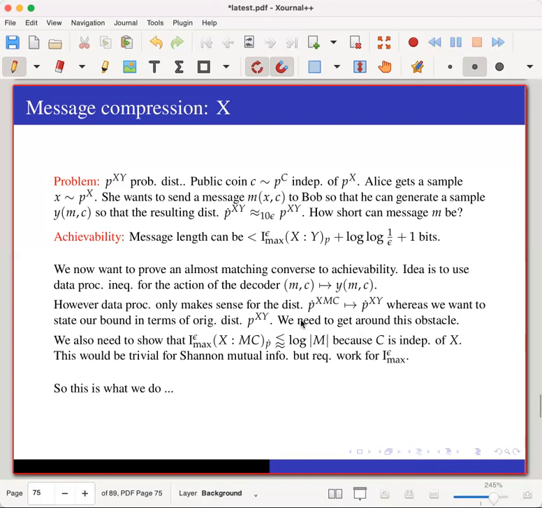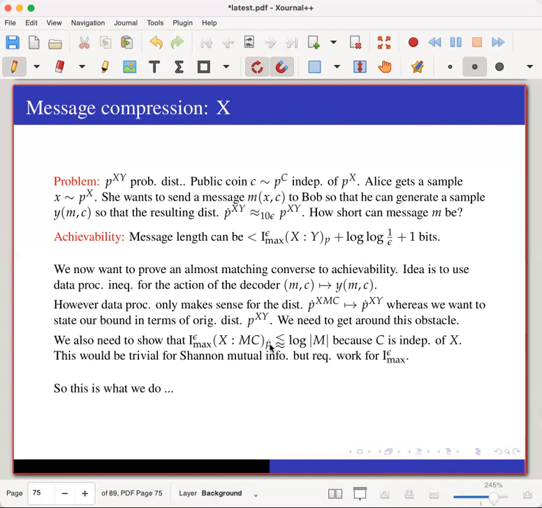So we need to get around this obstacle. We can only apply data processing for P dot, but we have to go from P dot to P because our final bound should be in terms of P. Now the second thing is, let us say we know how to do that. Then we are doing data processing for P dot. The data processing will say that I epsilon max, the max mutual information between X and MC, is greater than the max mutual information between X and Y. That will be the data processing for P dot.